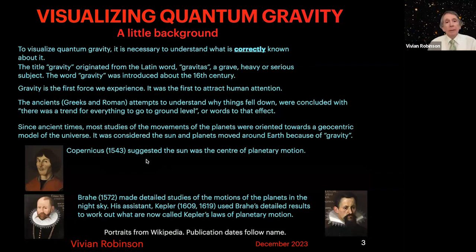Copernicus suggested the sun was the center of planetary motion. Brahe made detailed studies of the motions of the planets in the night sky. His assistant, Kepler, used Brahe's detailed results to work out what are now called Kepler's laws of planetary motion. Note that portraits are from Wikipedia. The publication dates follow their names.